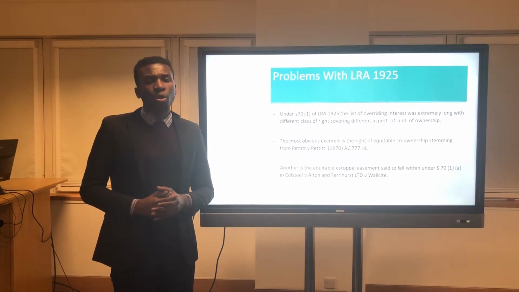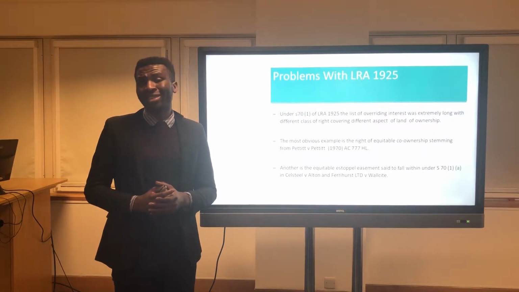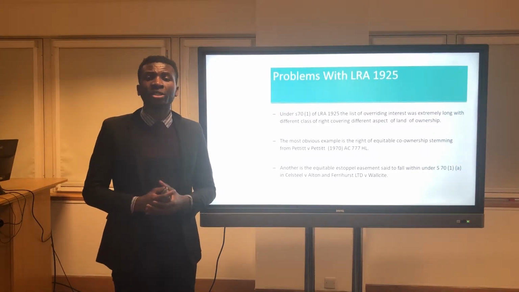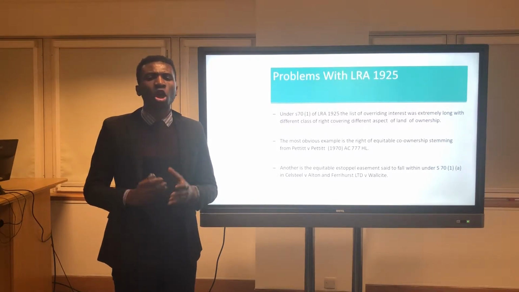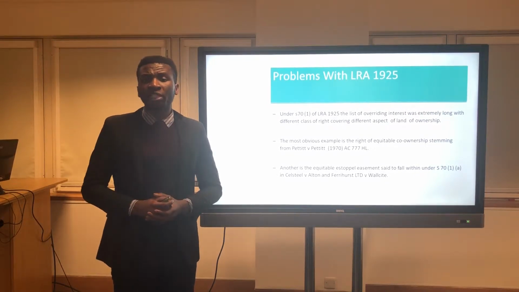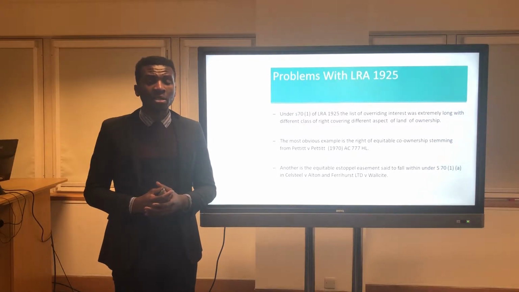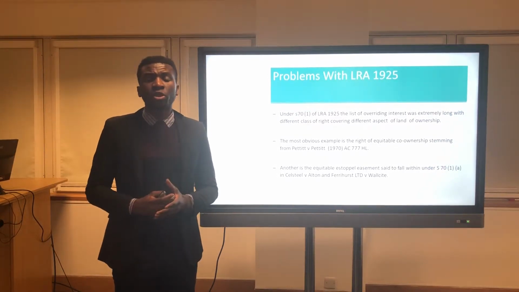I now go to the problems of this act. One fundamental issue with this act was that, under section 70, subsection 1, there was an extremely long list of overriding interests covering different aspects of land ownership. Examples of these interests were easements, both legal and equitable, the rights of adverse possession under the Limitation Act, and most importantly, the right of a person in actual occupation.